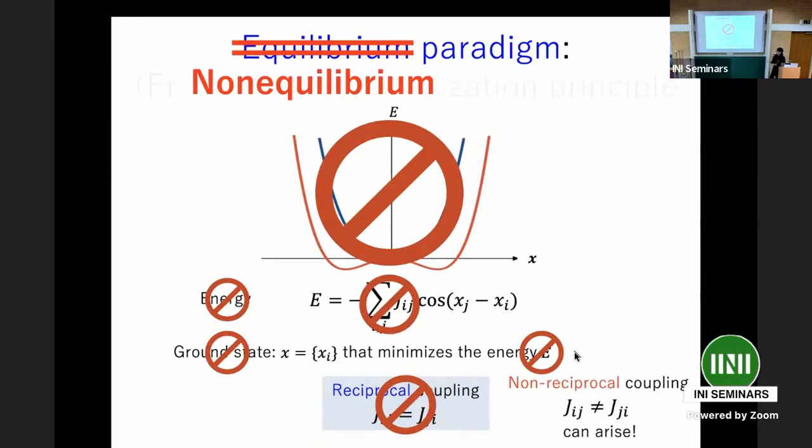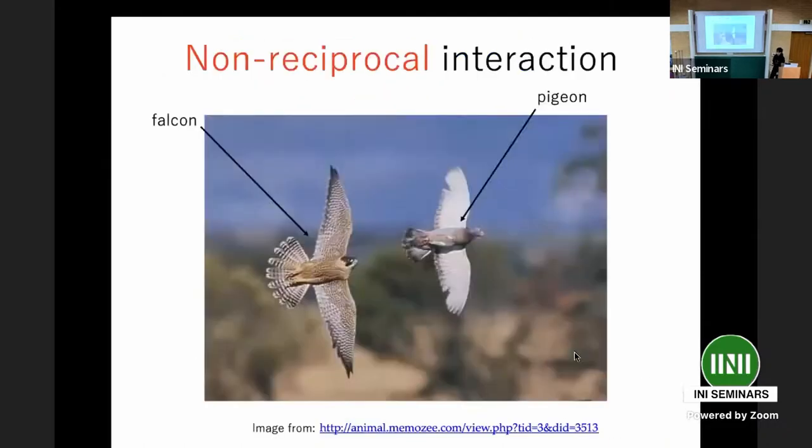This might sound crazy at first, but if you look around the world, you can immediately notice that that's not the case. If a falcon sees a pigeon like this, probably it will start this chase and runaway motion. But that is induced by this non-reciprocal interaction that does not satisfy Newton's third law. It is clear that how the falcon affects the pigeon is not the same as how the pigeon affects the falcon.